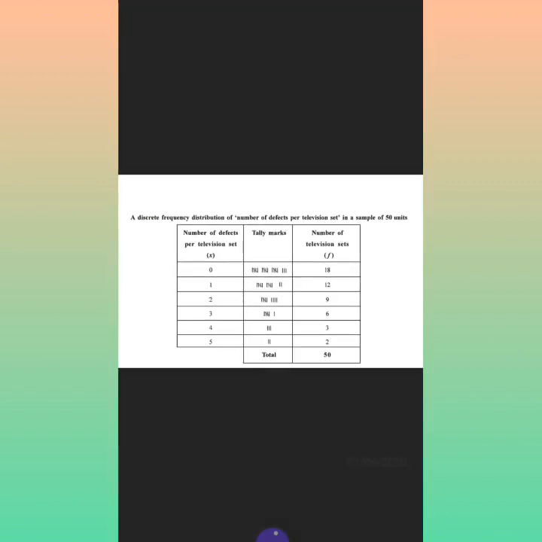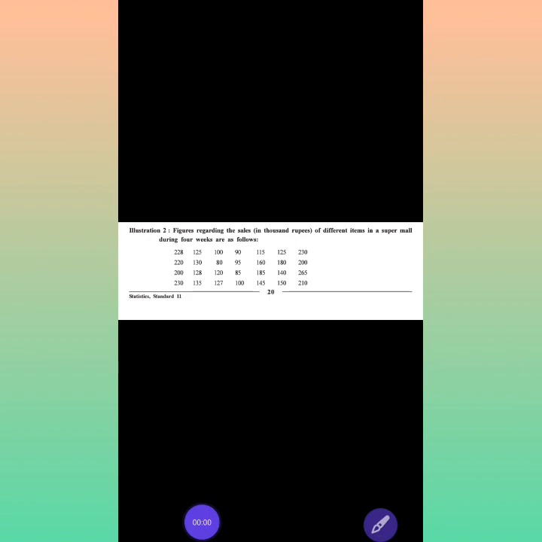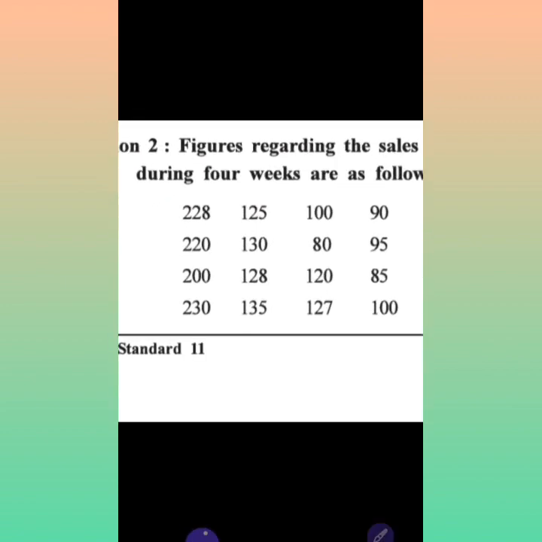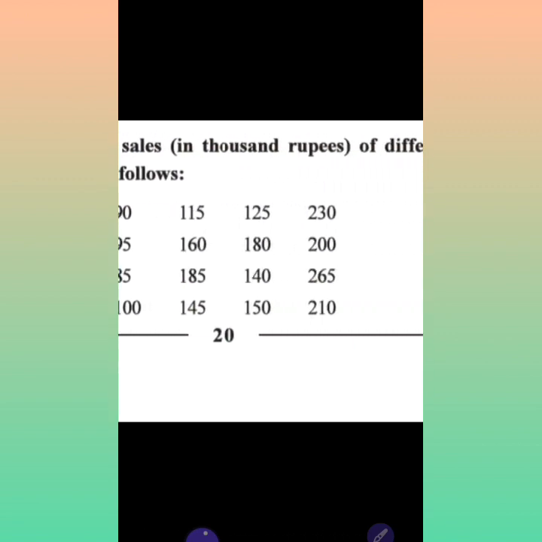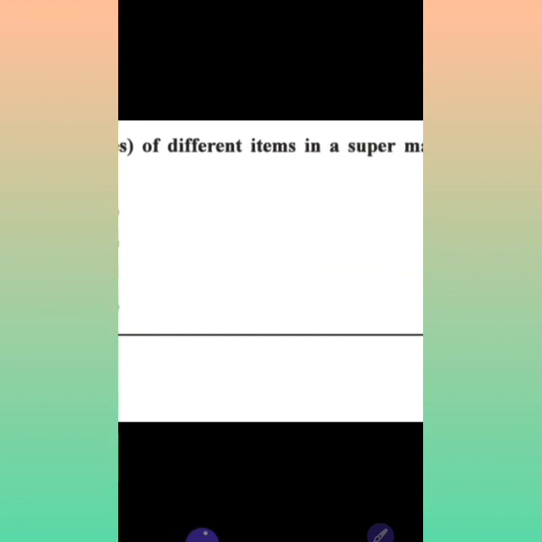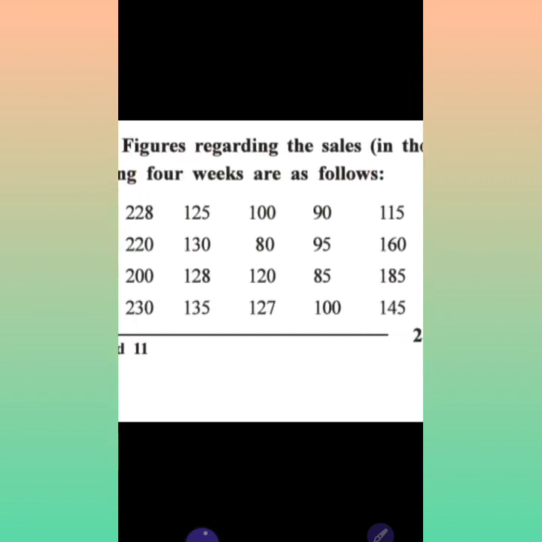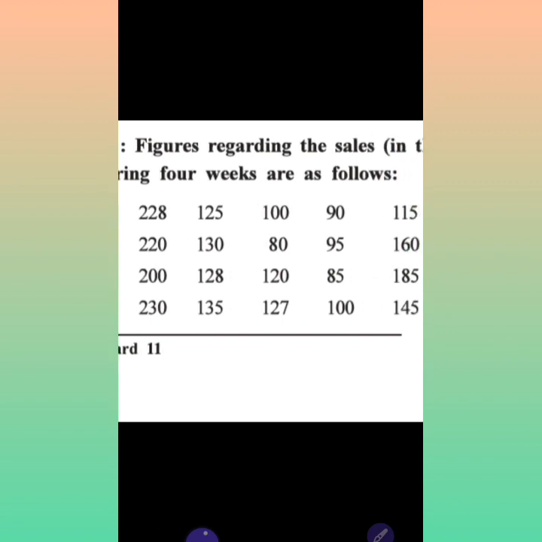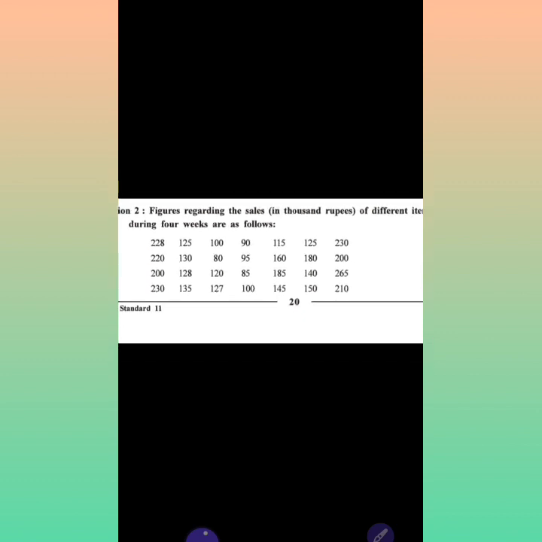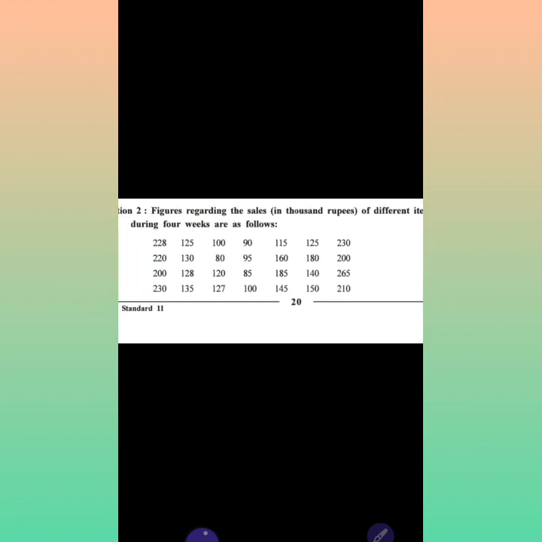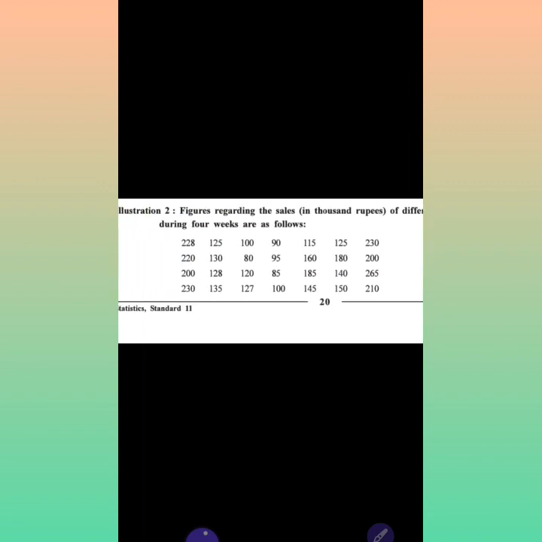Dear children, now we shall discuss our example number 2. What have they given here in example number 2? Figures regarding the sales in 1000 rupees of different items in a super mall during 4 weeks are as follows. Here the figures are of the sales in 1000 rupees. They have told us to prepare the appropriate frequency distribution.